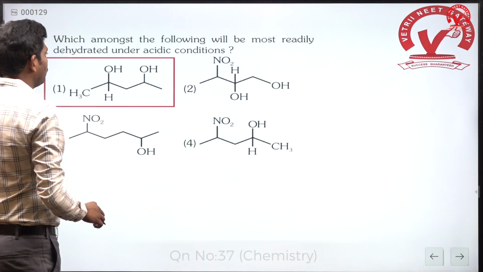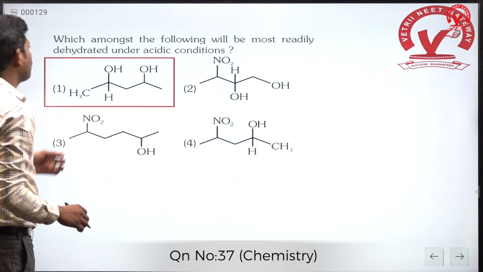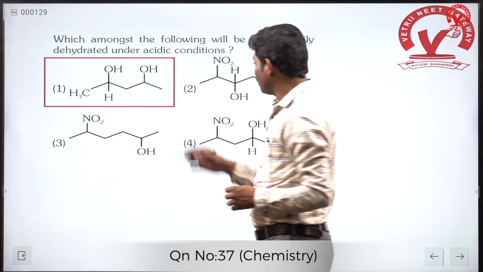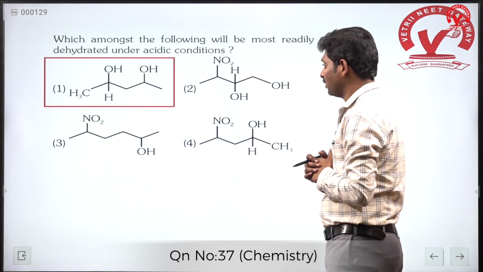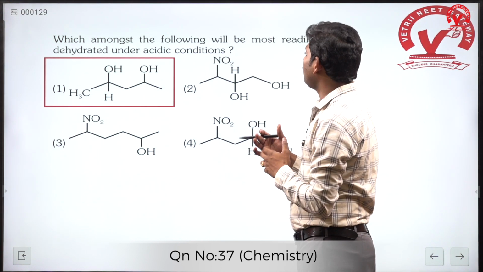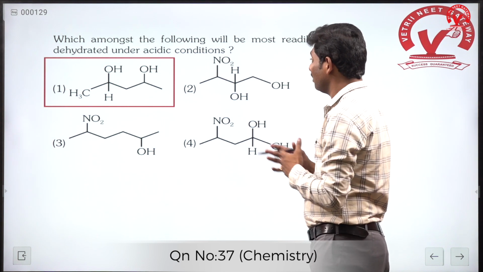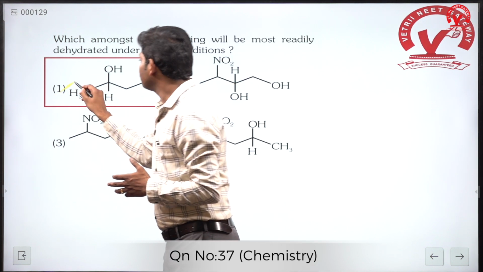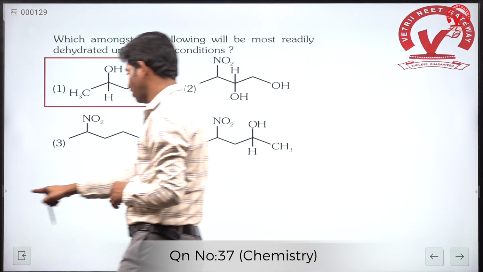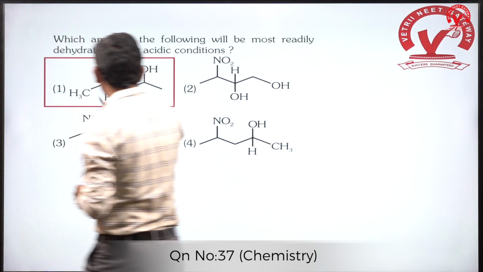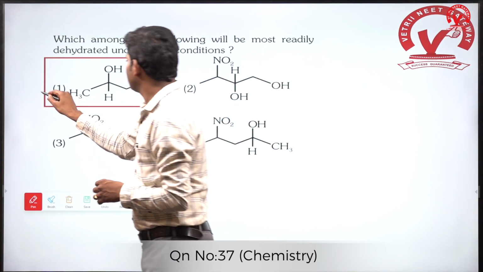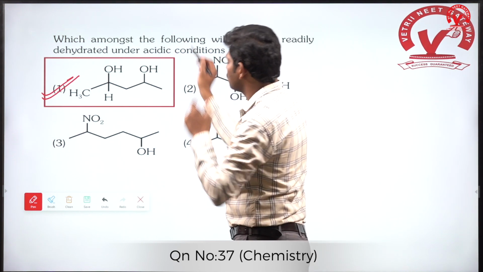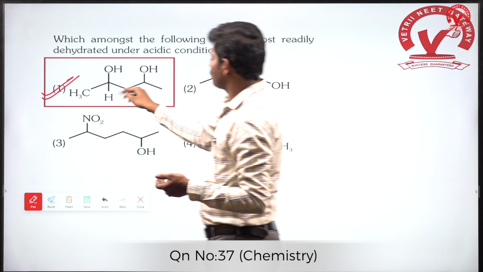Okay, we will move to the next question. Which among the following will be the most readily dehydrated? All are dehydrated only under acidic conditions, but which will be the most readily? The one with more stability will. Here, if you observe this one, it will form a conjugated structure. That's why it is the correct option. A double bond will come, so it will form the conjugation. So it is the most readily dehydrated.